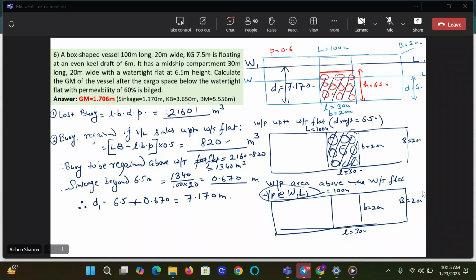All of you calculate KB. I will not write anything unless you ask me a question. The answer of the KB is given there. Please calculate KB in the bilge condition and see if it is matching 3.650. If it is not matching, let me know. I will not write any step unless somebody says that he has not understood. You know how to calculate the KB now, guys. Please calculate.